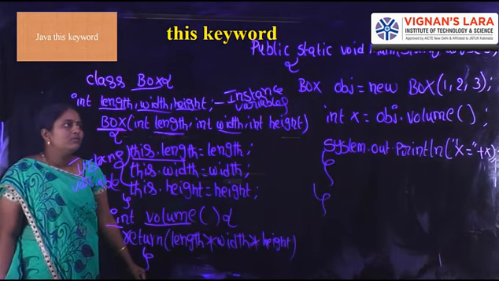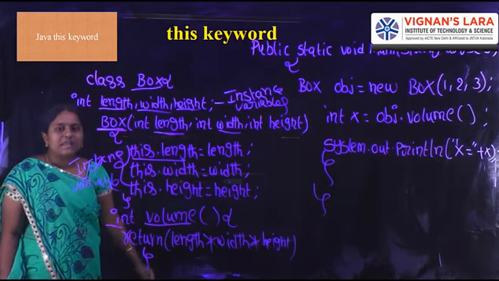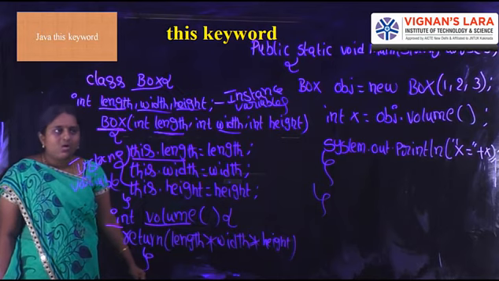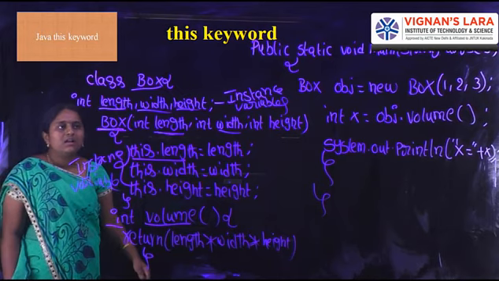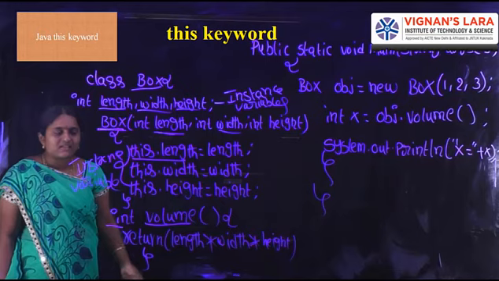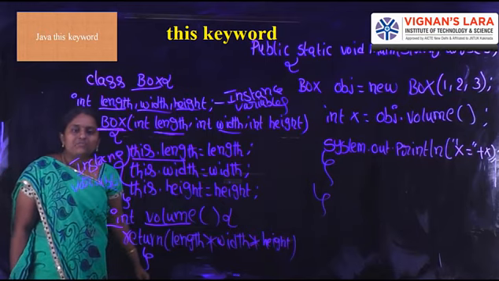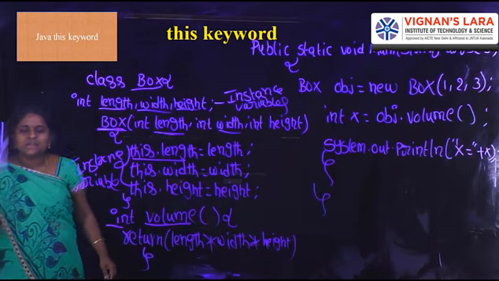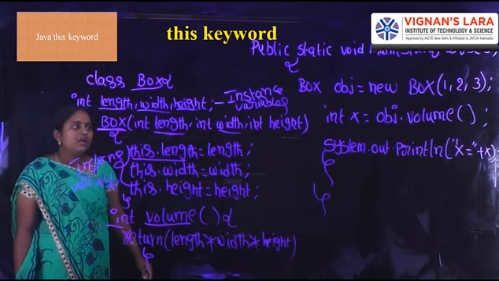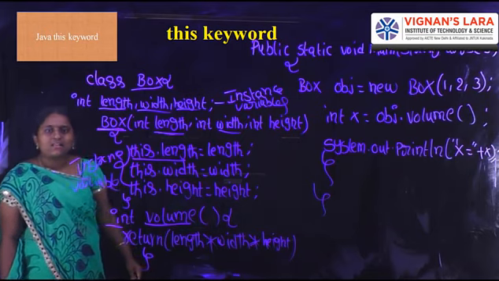Okay, so I am creating an object of the Box class. Why am I creating an object? In this one, length, width, height are three instance variables, and volume is an instance method. Whenever an object of the class is created, instance variables and instance methods are loaded into memory. Otherwise they remain in the form of bytecode.